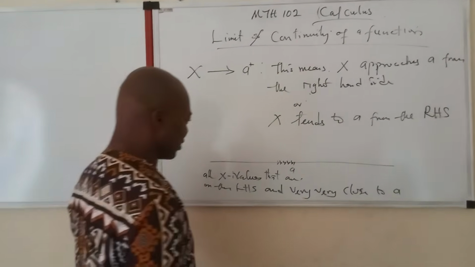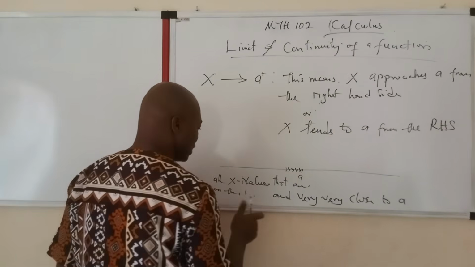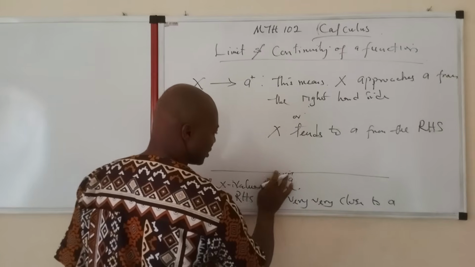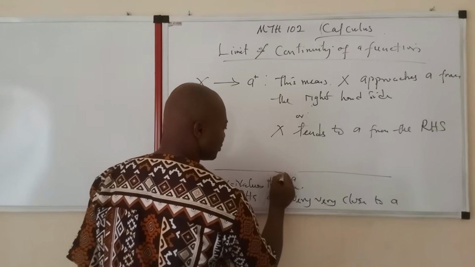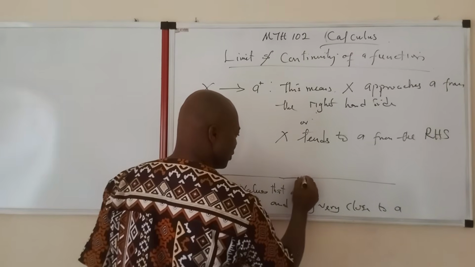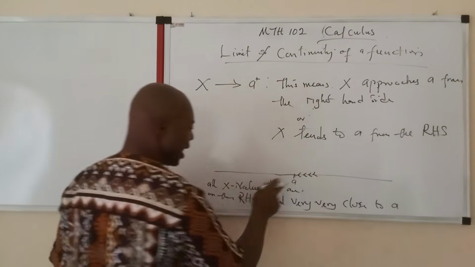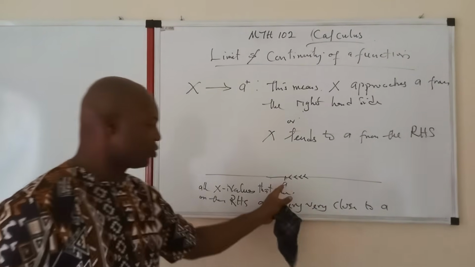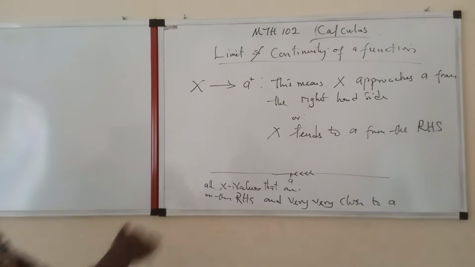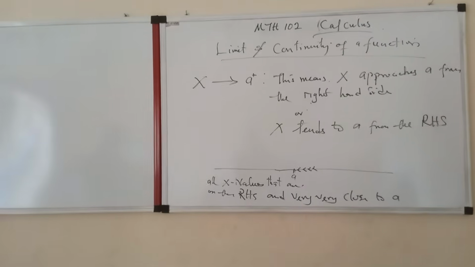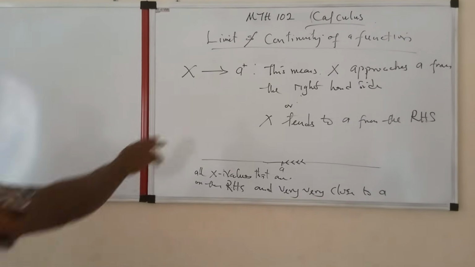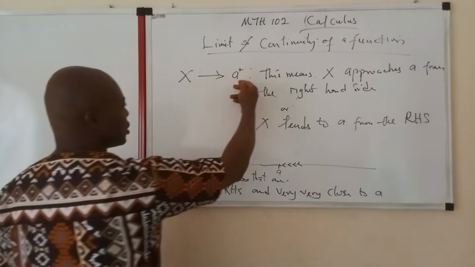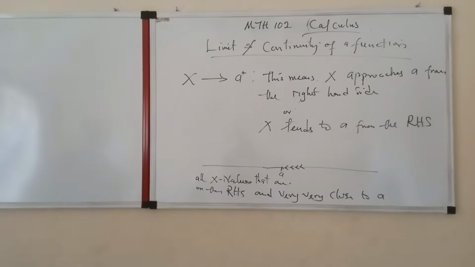So coming to this diagram here, we will now say, not this side again, but instead we are interested in all x values that are on the right hand side and very close to the point A. So when you see this, then we are saying that x tends to the point A, but from the right hand side. X approaches A from the right hand side.